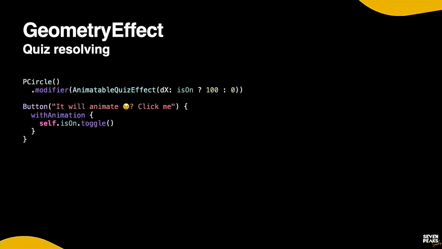So we modify our source. We had an object, a circle, and we modified it with the new effect. And the button is now kept the same, so it will animate.